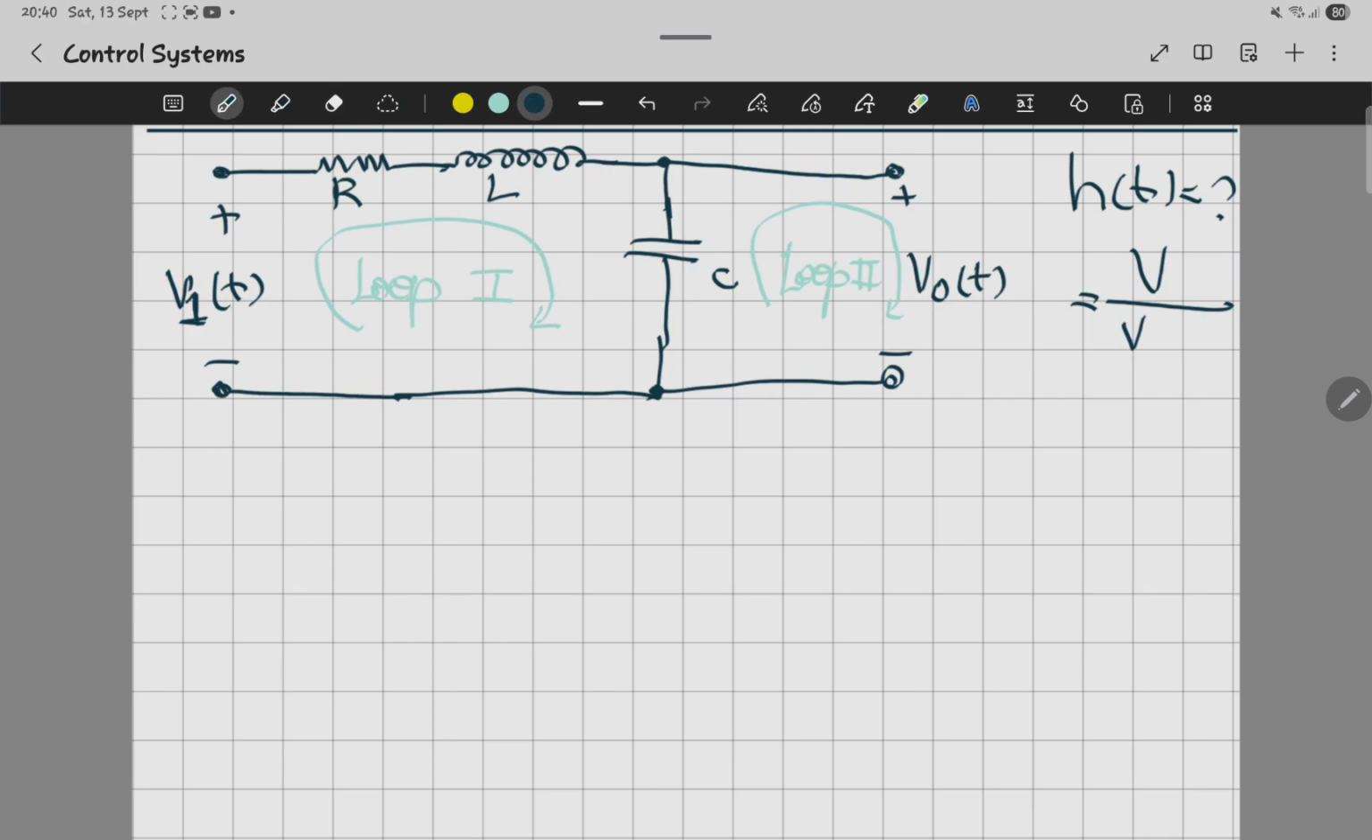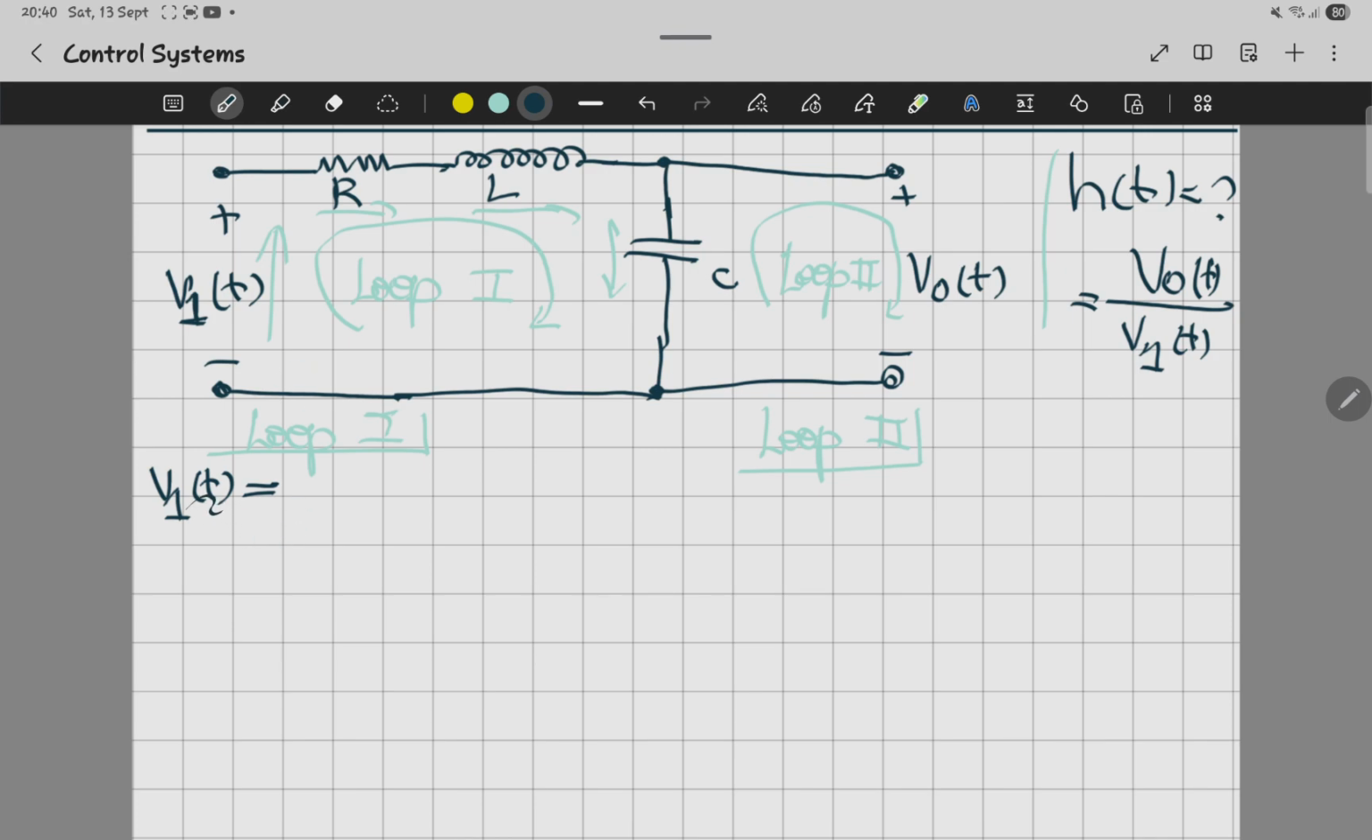Okay, so you need to find the transfer function. It's going to be something like this. So we know we have loop 1, and here loop 2. The equation for loop 1 is the sum of the voltages across equal to the sum of the voltages within the circuit. This is when you apply Kirchhoff's law. So you're going to have to add all these voltages.